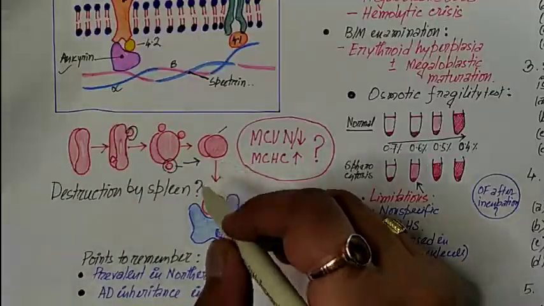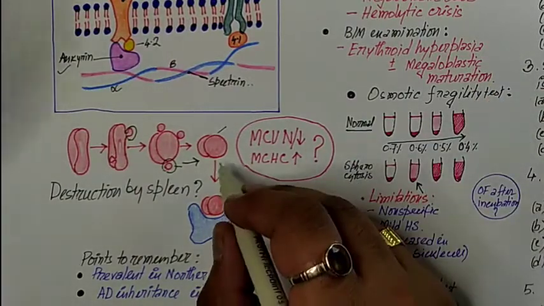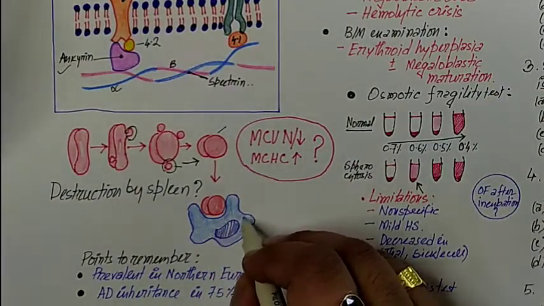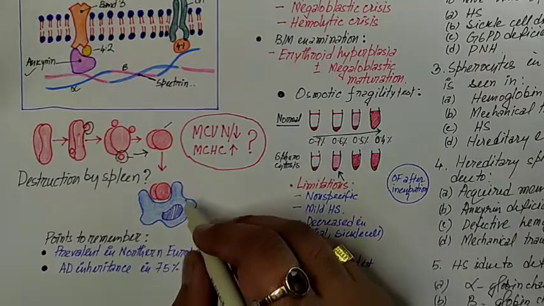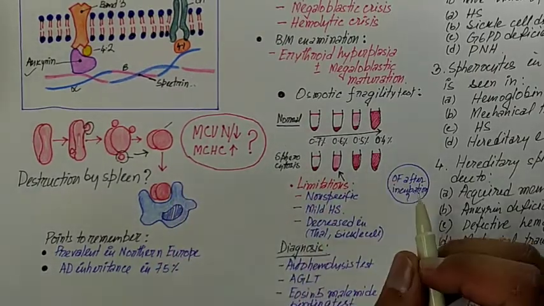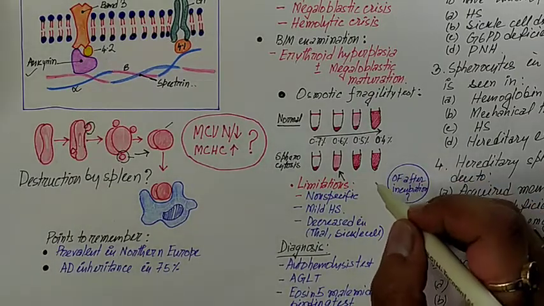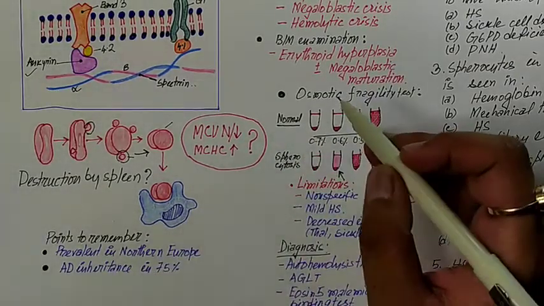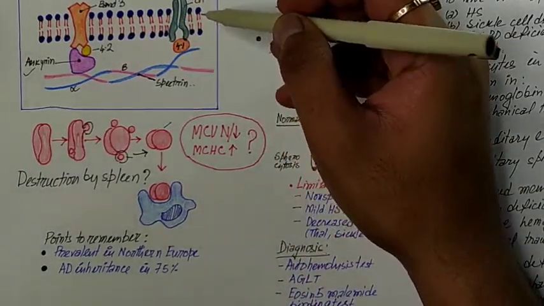Now again, when it enters the splenic cords, it may be trapped and it may be destroyed by the macrophages present in the reticuloendothelial system. So there is presence of hemolysis, and this is one type of hemolytic anemia, and this hemolysis actually occurs due to defect in the red cell membrane.